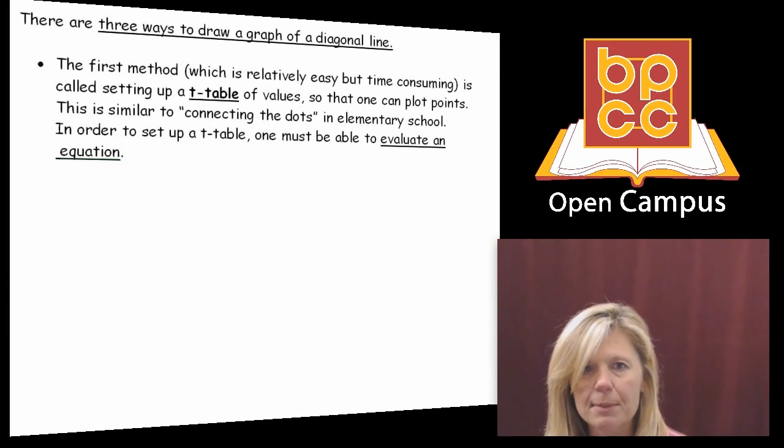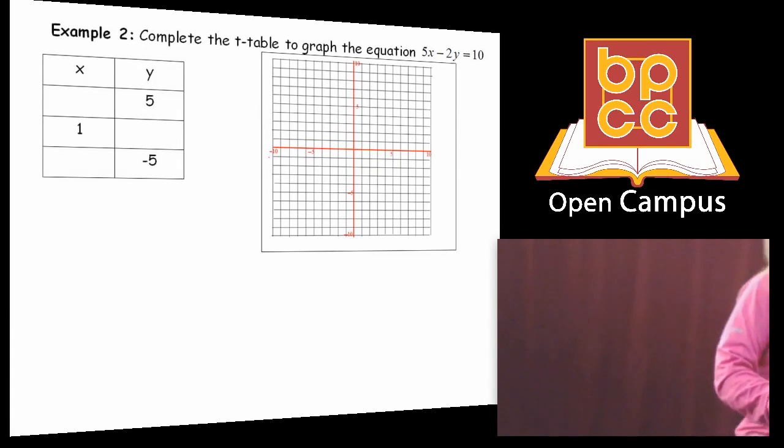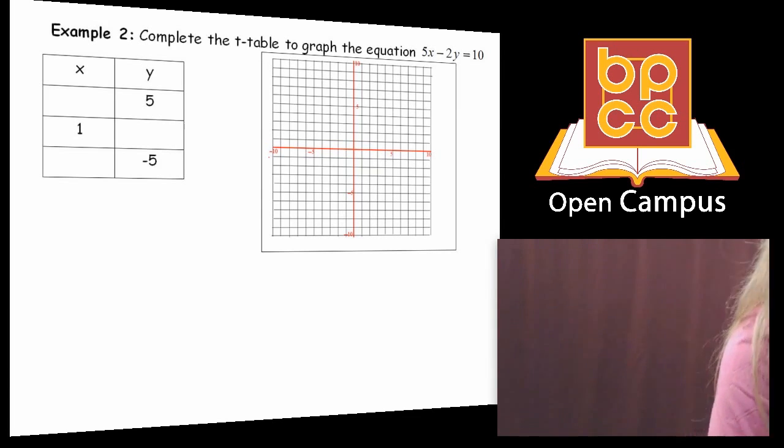So let me show you an example. This is the first example we want to graph. The equation up on the top is 5x minus 2y equals 10. But then you see a t-table given. And a t-table gets its name because it has a letter T. And you're given some x values and some y values. So what I'm about to show you is how you use a t-table to graph an equation. Let's go to the whiteboard.